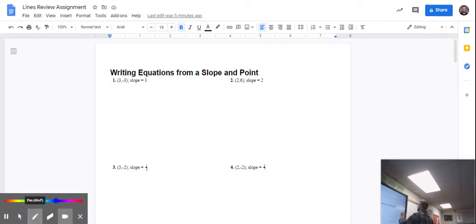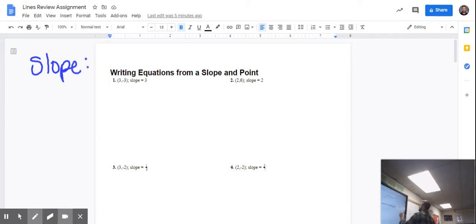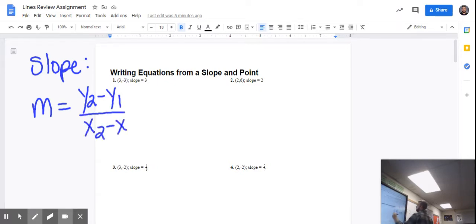The first of which is our slope equation, right? Okay, so remember, slope is y2 minus y1 over x2 minus x1. That is, anytime we have any 2 points, we can find the slope in between them, right? The next important equation that we need to know is our slope-intercept, right?